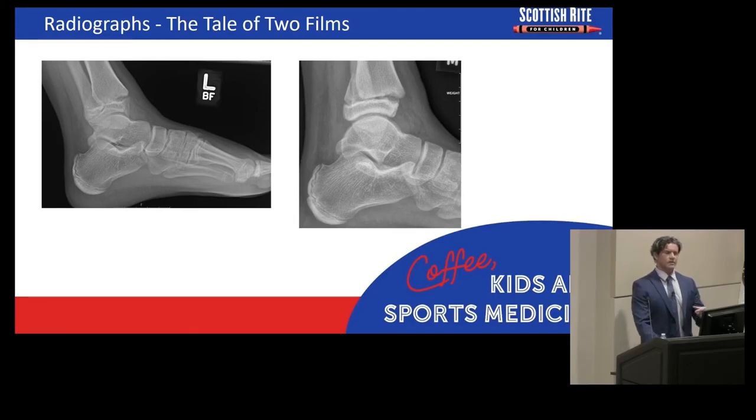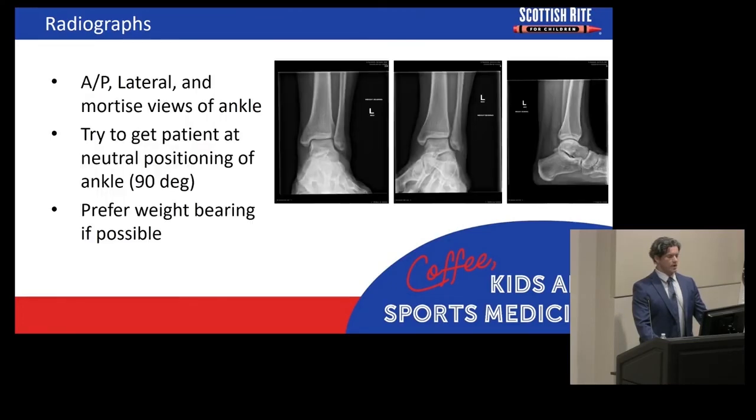So what this does, it requires us to get further images, increases the amount of radiation and cost to the family and to the patient. So we urge to try to get the best possible images. Now, if they can't weight bear, you can do what's called modified weight bearing, get them at 90 degrees on a tabletop and just have the radiology tech push a plate up against their foot and just try to get them as close to 90 as possible.